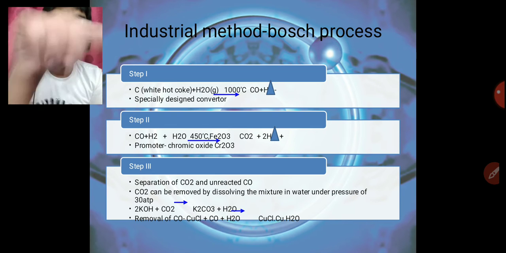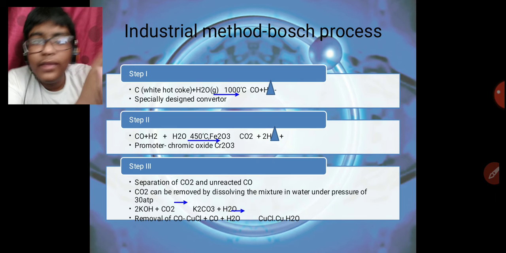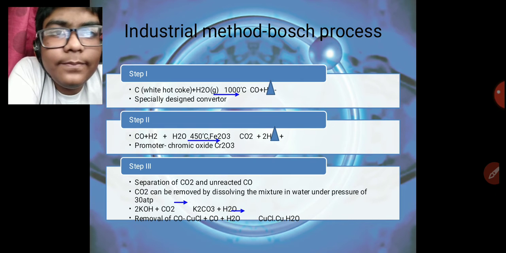Where did the carbon monoxide come from? This carbon monoxide which was there did not completely get removed. A little of it was still there. So that is carbon monoxide.